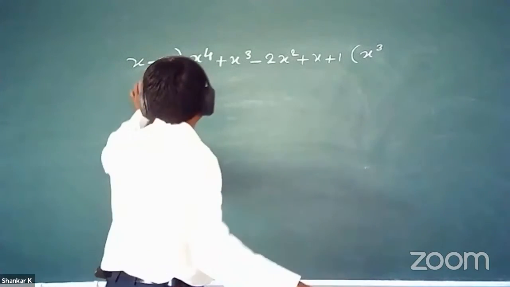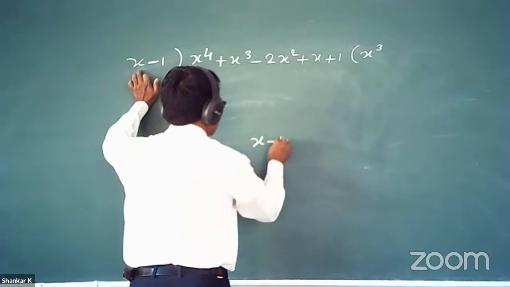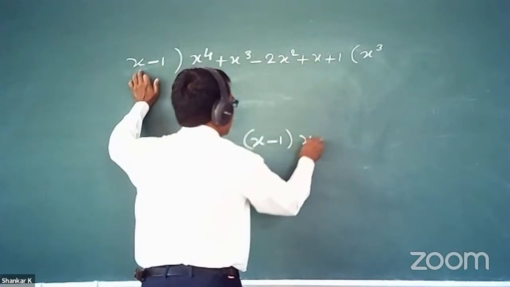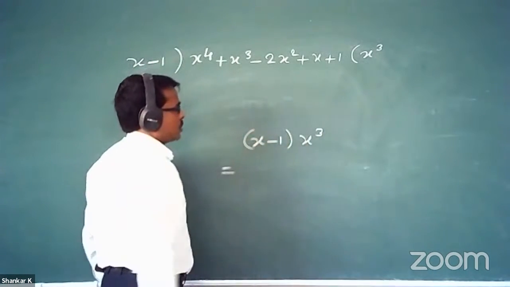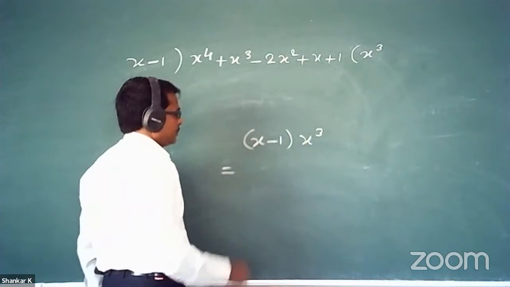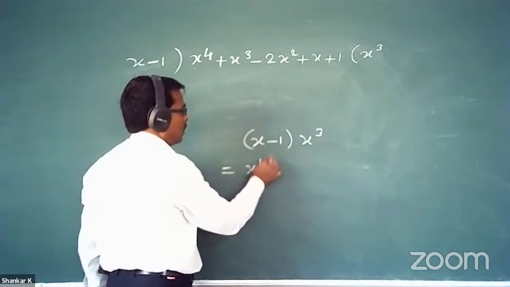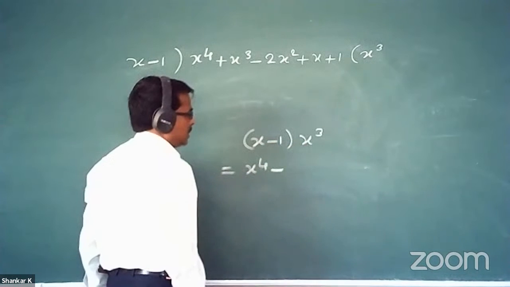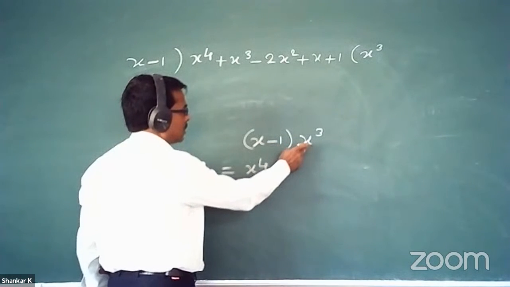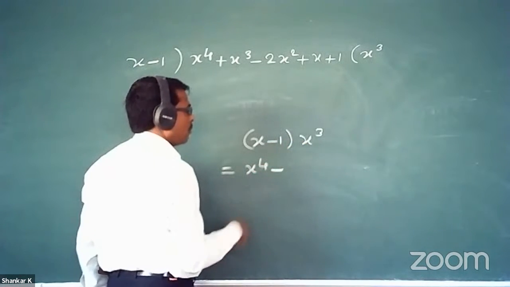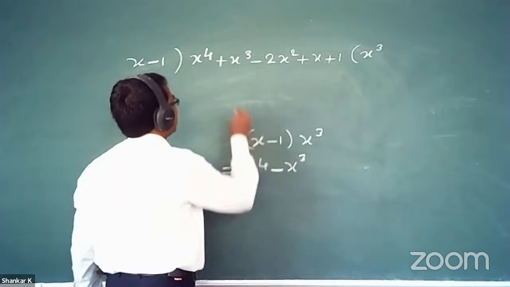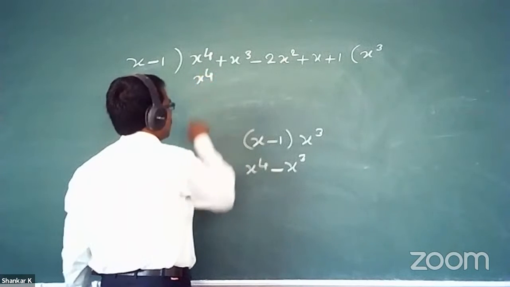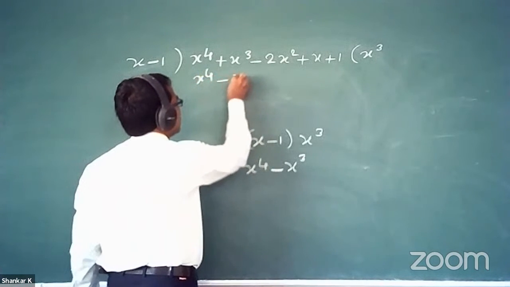Now we shall multiply. Here there is x minus 1, here there is x cube. So multiply, x into x cube is how much? x raised to 4. Minus into plus is minus, minus 1 into x cube is minus x cube. Write this: x raised to 4 minus x cube.